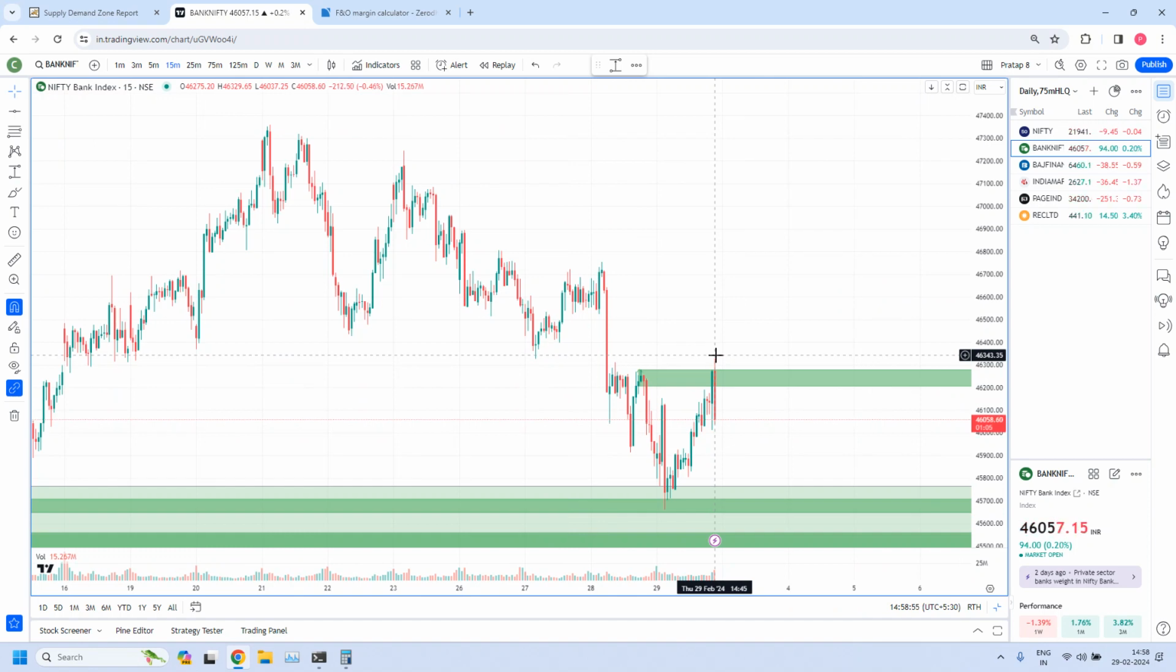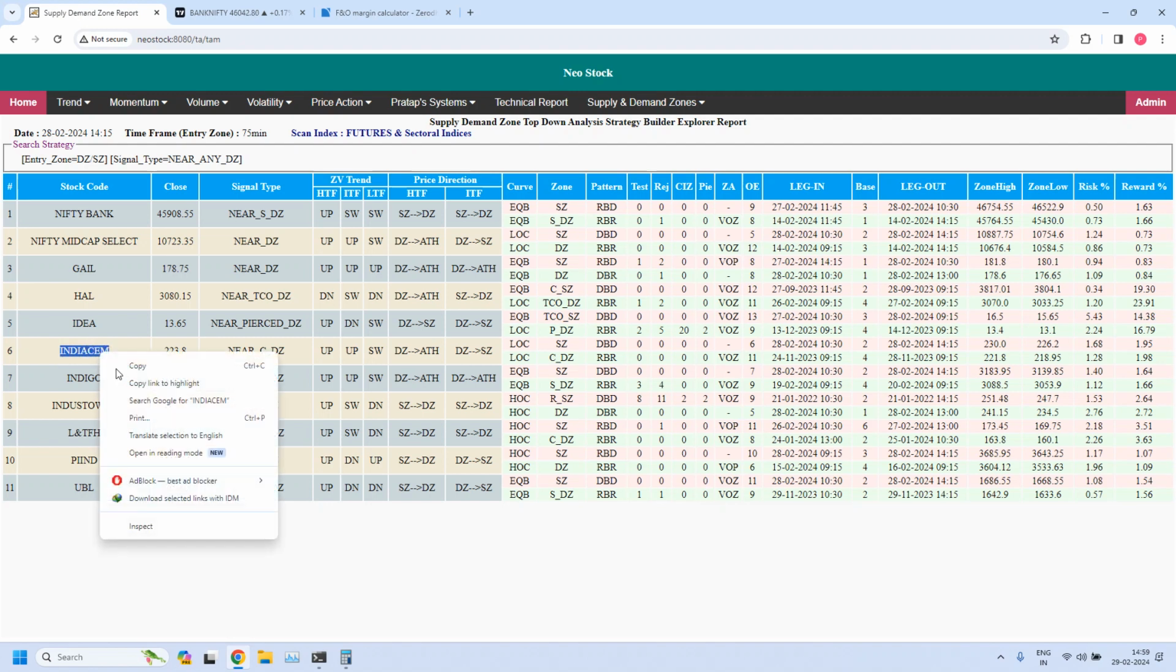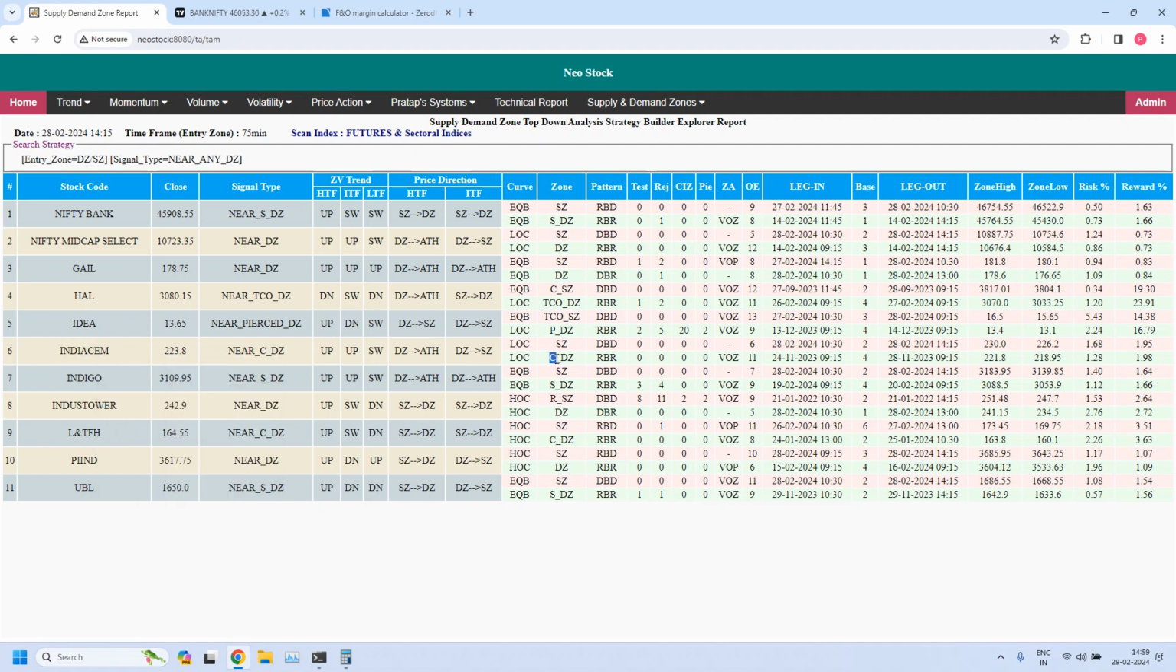Okay, this is about Bank Nifty from the 75 minutes, and any other high liquidity demand zones. So we have India Cement. C underscore DZ is having less priority compared to S underscore DZ from daily and below. 75 minutes means at least maybe one trade we can expect. Sometimes 2 or 3 also you will get, but well, let us see.